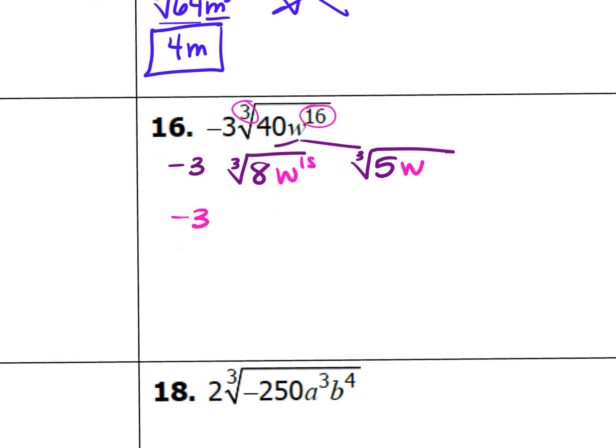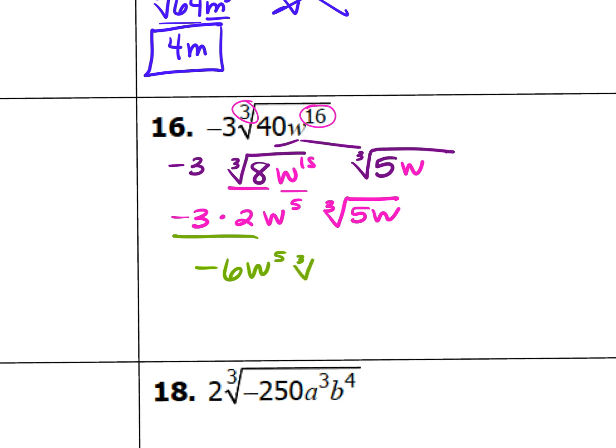So negative 3. The cube root of 8 is 2. What's the cube root of w to the 15th? W to the 5th power. Okay, and we still have the cube root of 5w. So now simplify that. Negative 3 times 2 is a negative 6. W to the 5th, the cube root of 5w. How's that?